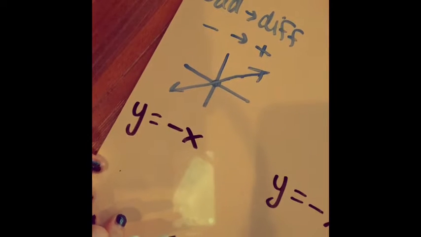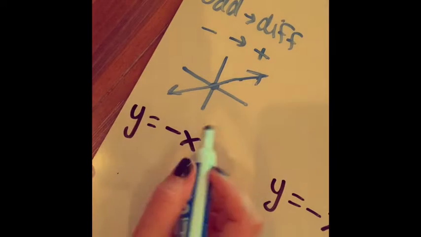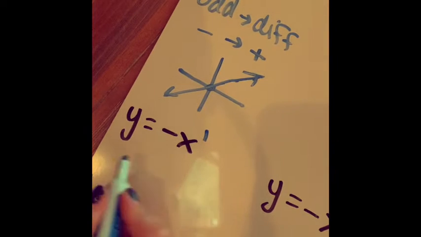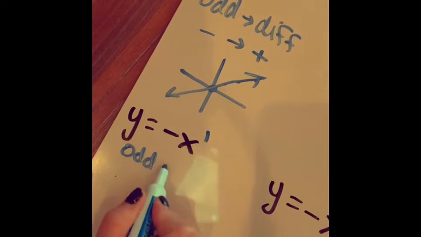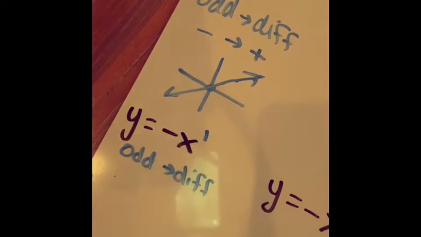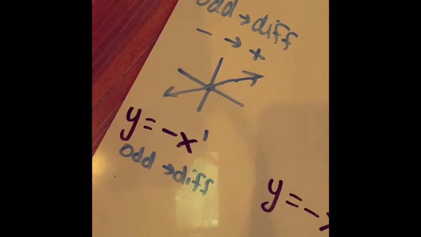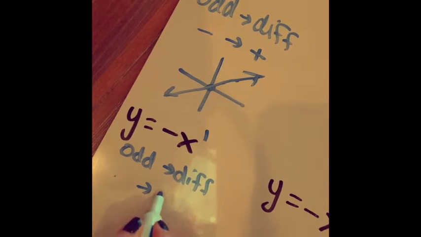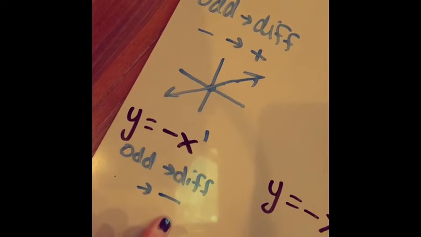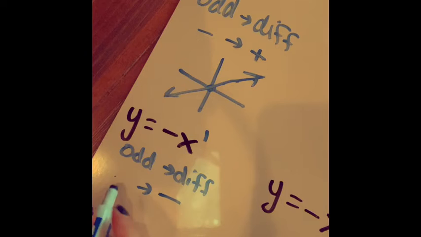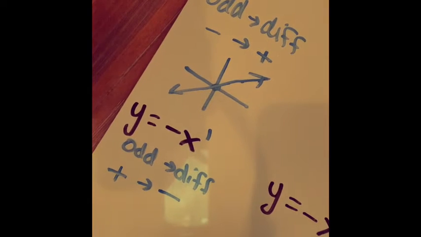Looking at this one, we have y is negative x. We first look at the exponent, and the exponent is 1. Well, 1 is an odd number. And odd means different. So we know they're going to be going in different directions. We then look at the leading coefficient, and the leading coefficient here is negative. That means we are ending negative. Well, if we're ending negative and they're different, that means it has to start off as positive.